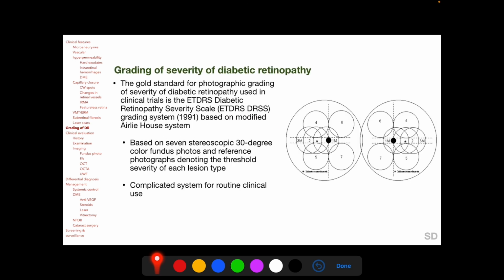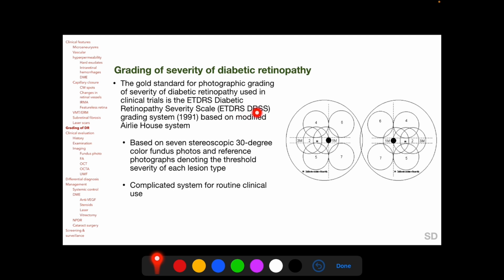We will be discussing two systems of grading severity of diabetic retinopathy, the ETDRS system and the ICDRS system. The gold standard for photographic grading of severity of diabetic retinopathy used in most clinical trials is the ETDRS Diabetic Retinopathy Severity Scale developed in 1991, and it is based on 7 stereoscopic 30-degree color fundus photos, and the findings in these photos are compared with reference photographs denoting the threshold severity of each lesion type. This diagram shows the 7 photographic fields to be captured in each eye during fundus photography.